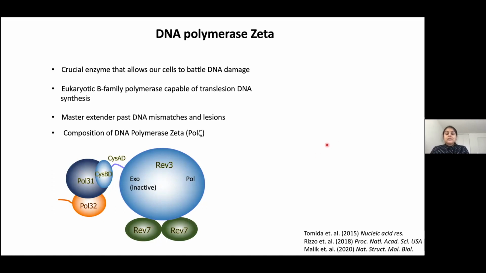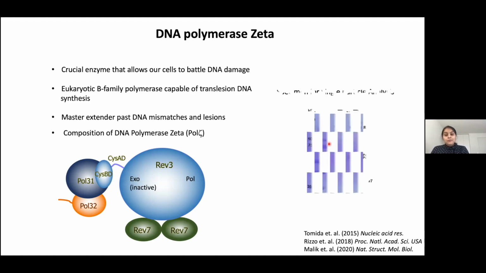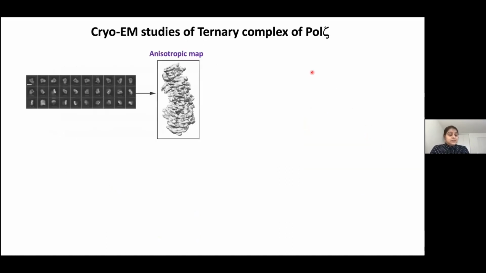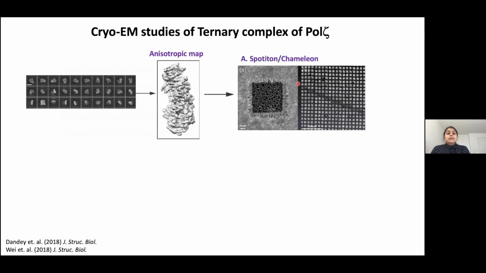First of all, we started off with the purification of Pol-Z, where we were able to get a stoichiometric complex of the 4 subunits. Then we used this sample for cryo-EM studies of the ternary complex with the DNA and the incoming nucleotide. The first set of data that we collected at 0° stage tilt led to an anisotropic map. So we were looking at different sample preparation methods at that time and found that the one that worked best for us was Chameleon.